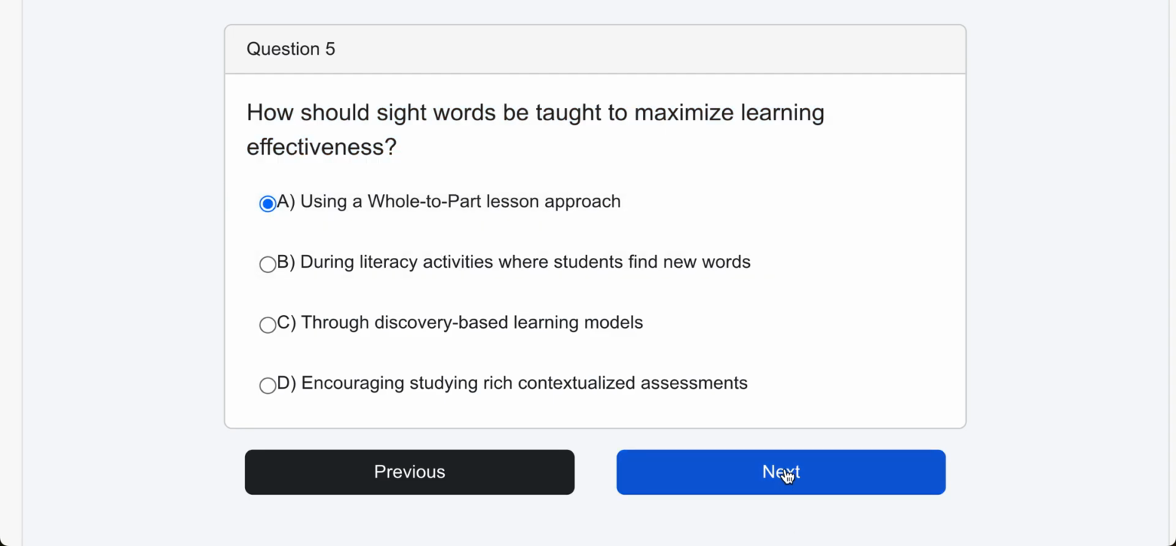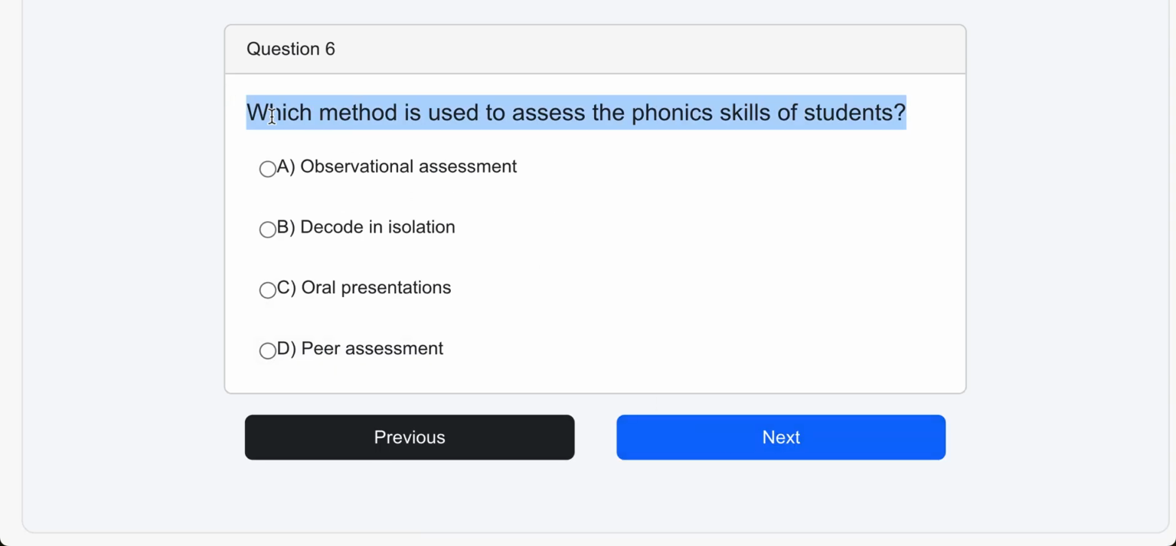Moving on to question number 6, which reads, which method is used to assess the phonics skills of students? Take a look at these answer options. Which one do you think is the most appropriate?